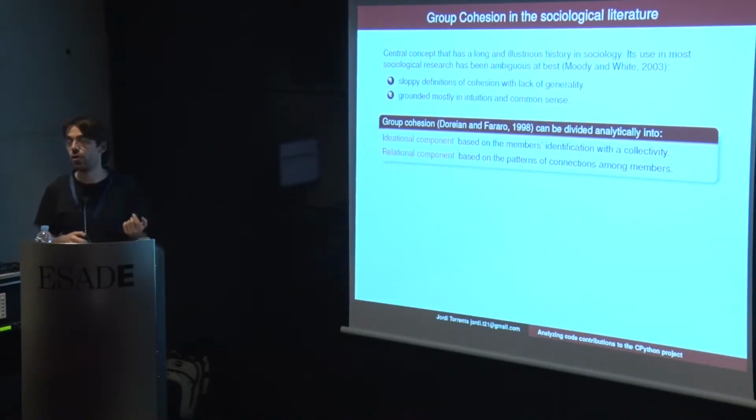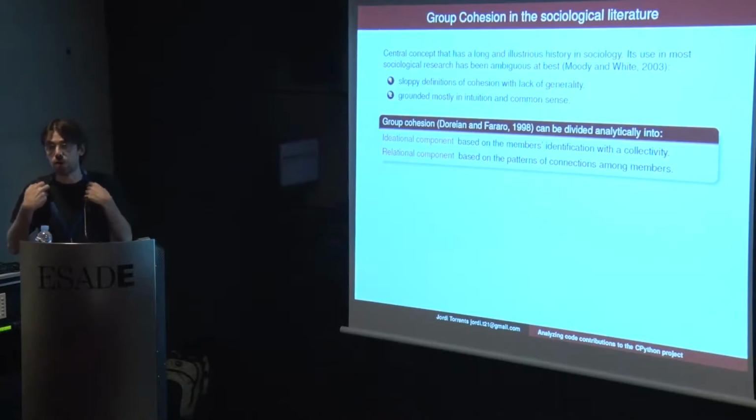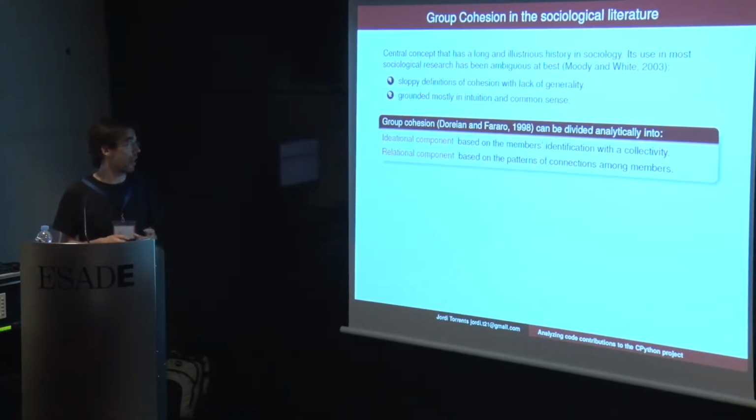the concept of group cohesion, and group itself, is not well defined in sociology. Its use in the sociological literature has been very ambiguous, because the definitions are not clear, and we don't have a quantitative value of how cohesive a group is. And this is a big problem, because if you analyze one group in one setting and another group in another setting, you cannot compare cohesiveness. And usually the definition of what a cohesive group is is grounded in intuition and common sense. And this is not a good way to analyze groups.